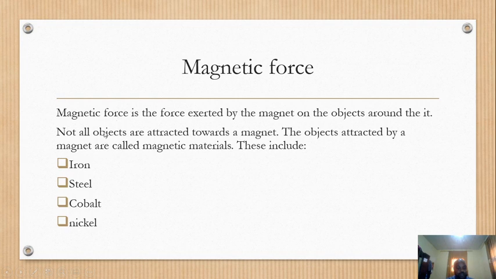These are examples of magnetic materials: iron, steel, cobalt, nickel. These are metals, right? So the magnet usually attracts these things.